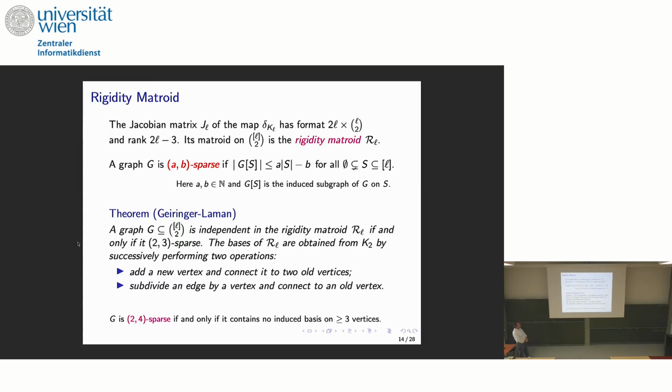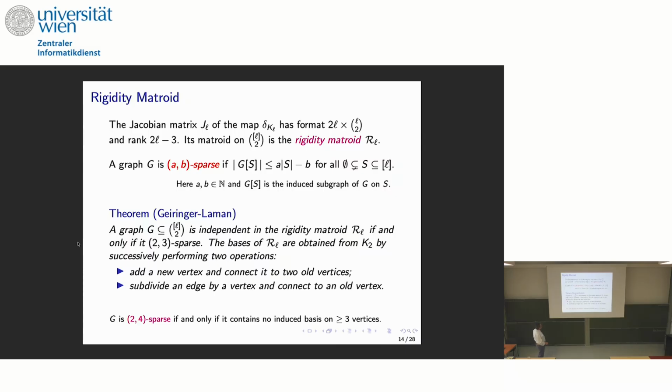So the Jacobian of this map, for the complete graph. So let's do this on the complete graph. So I take the derivative of the delta map. So the Jacobian is a matrix of 2L rows and (2L choose 2) columns, one for each edge of the complete graph, and 2L because I have 2L coordinates for my points in the plane.